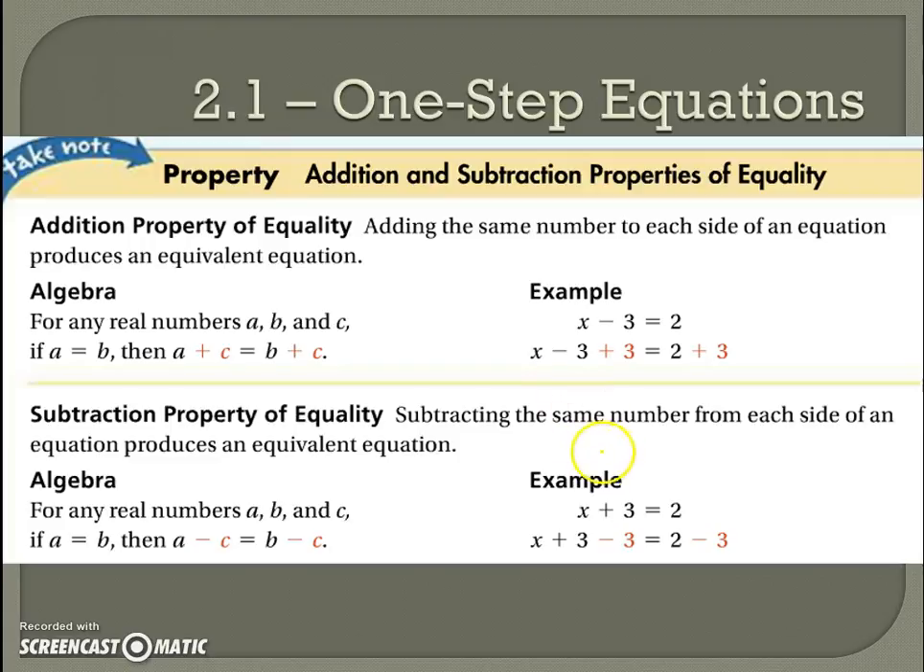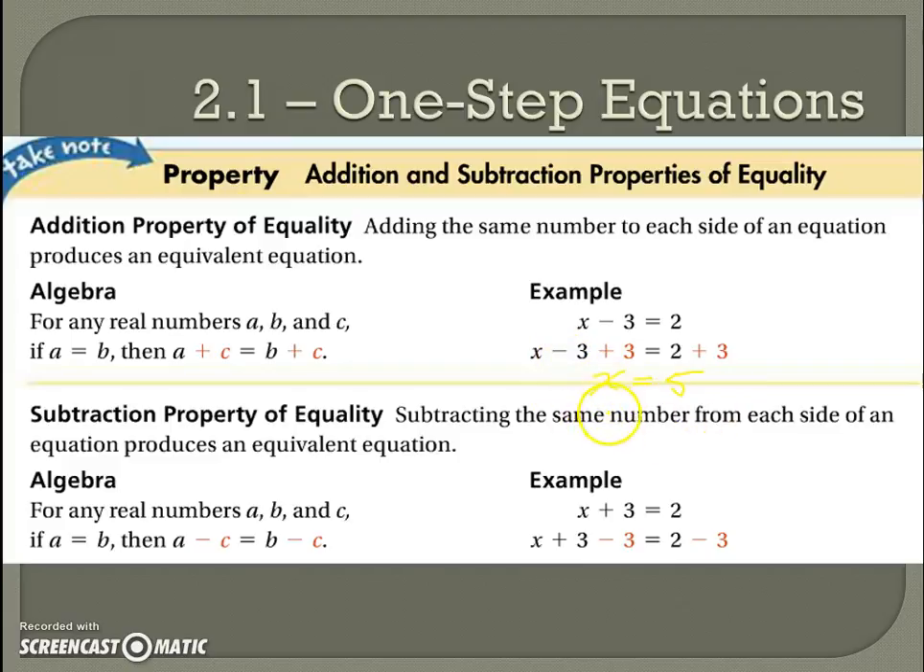So, addition and subtraction properties of equality. Go ahead and pause and copy down most of this. This isn't anything that's new to you. What this basically says is that if I add the same number on both sides of an equal sign, then it stays the same. In other words, adding 3 on both sides of this equal sign creates your answer for you.